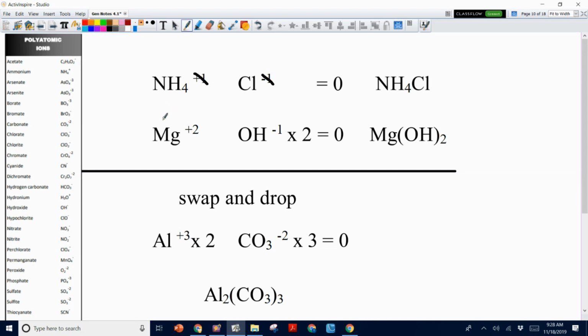All right, so magnesium here, another example, magnesium is a +2, and then the polyatomic ion OH is right here. It's got a -1 charge. It's called hydroxide. OH is a -1. So in order to cancel this +2 out and make a neutral charge, we have to have 2 of these OHs.